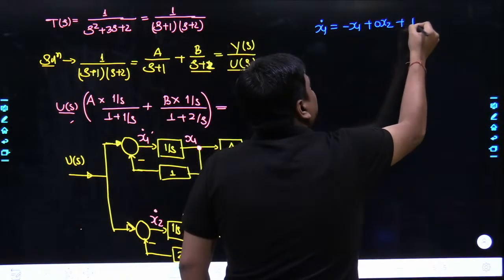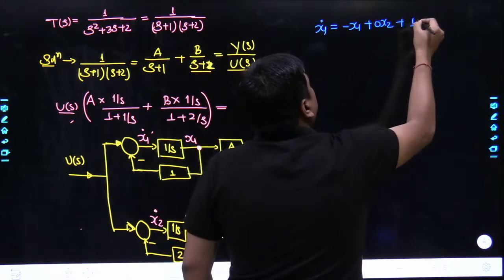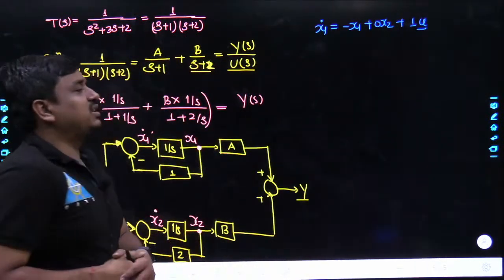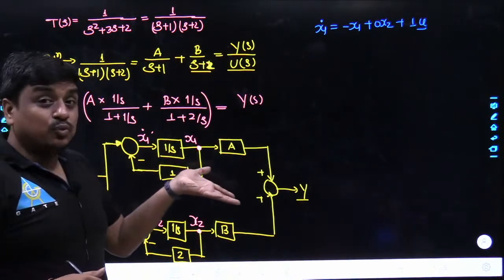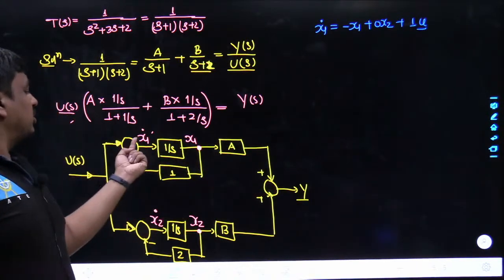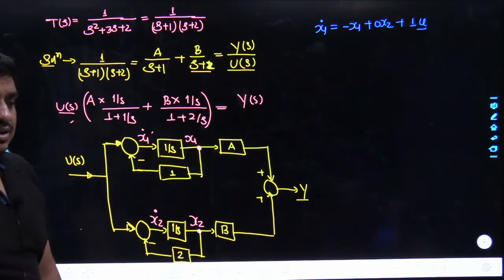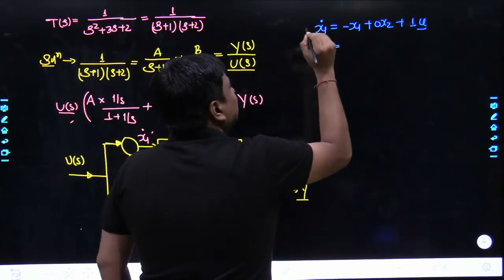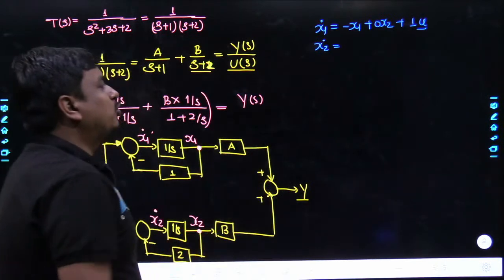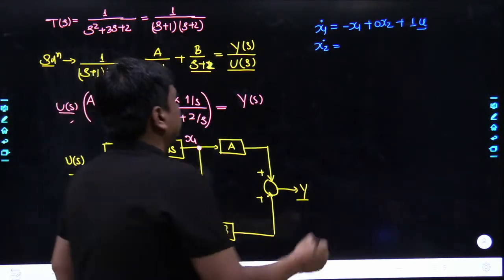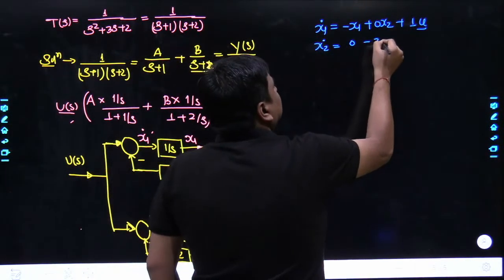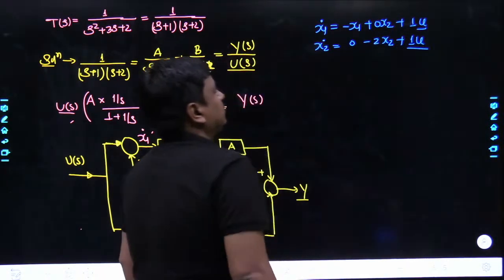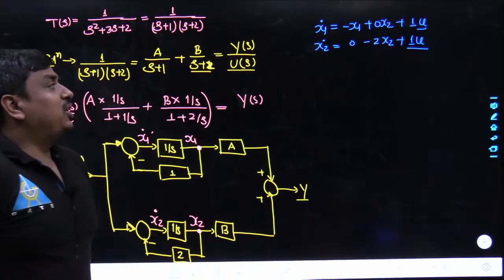Obviously, the input is affecting with the gain of 1. Here comes small u, which is the better representation, because I am writing each and everything in the time domain, and earlier each and everything was in the Laplace domain. Agreed? Now, similarly, let me move ahead with the x2 dot. What would be the exact structure of this? Here it becomes 0, here it becomes -2 times x2, and here it becomes 1 times u.